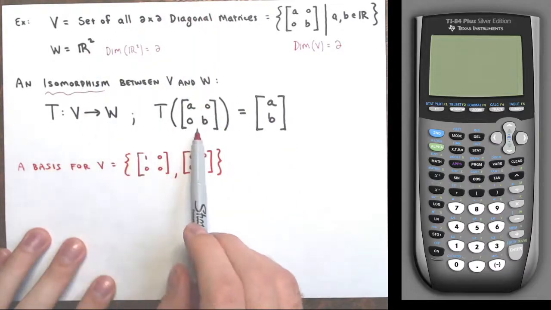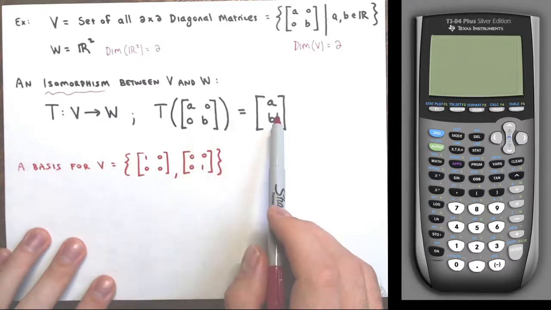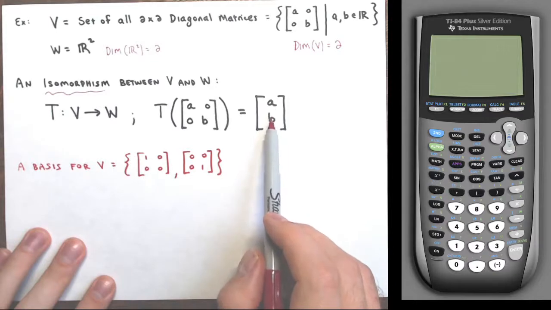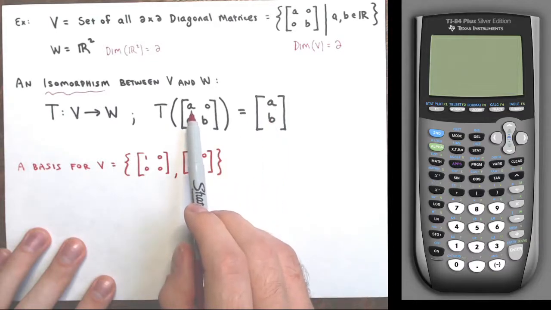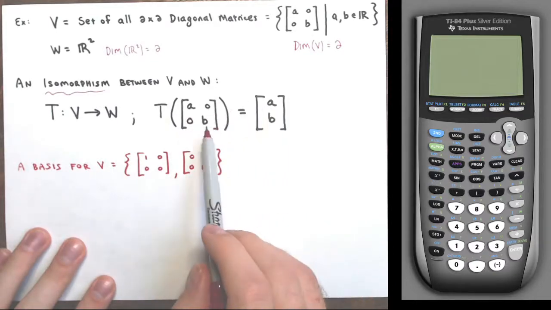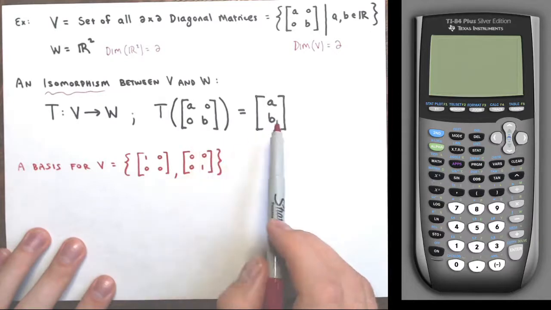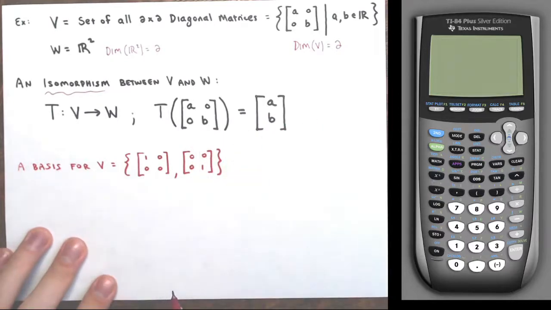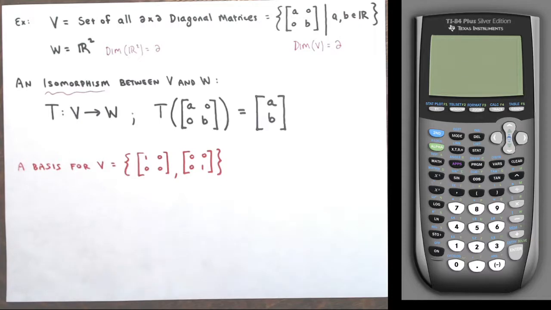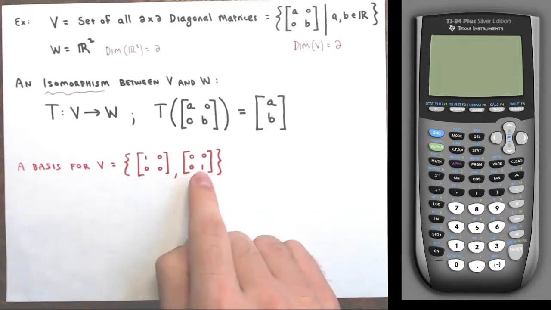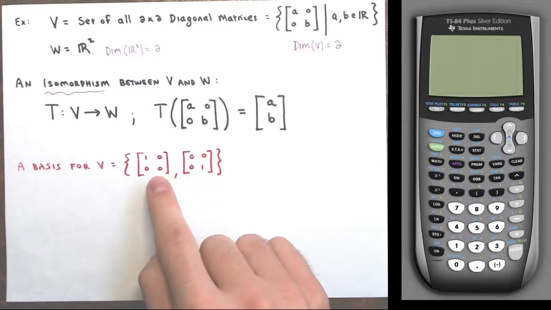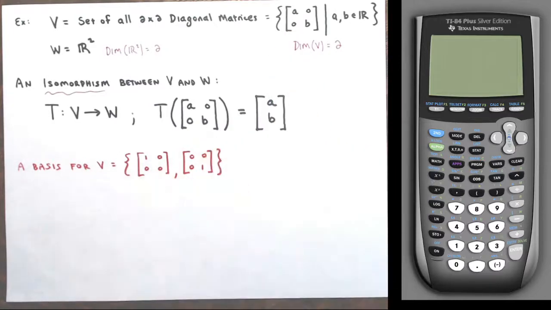So here it is. I take a 2 by 2 diagonal matrix, I plug it in, and I get a vector from R2 back, where the first row, first column entry is the first component, and the second row, second column diagonal entry is the second component. It's that simple. So here's a basis for V. This would be like the standard basis for V. It's the very simplest building blocks for V.